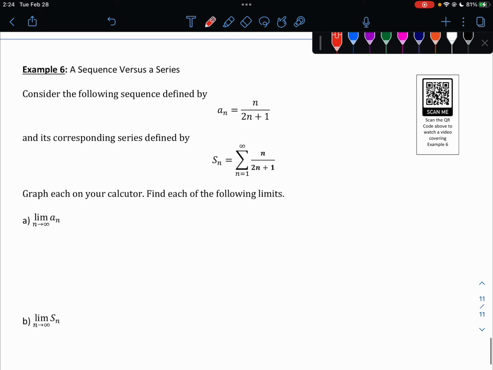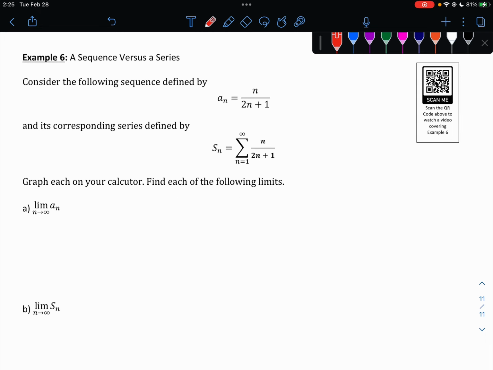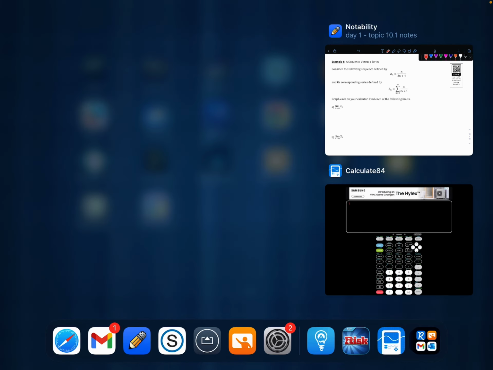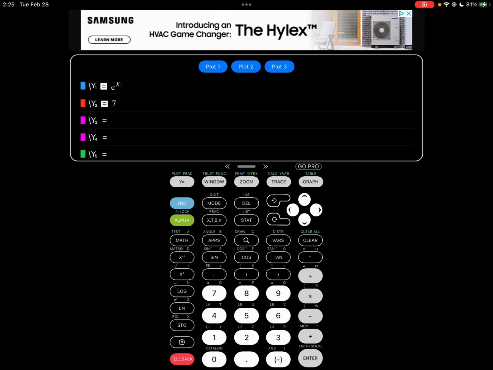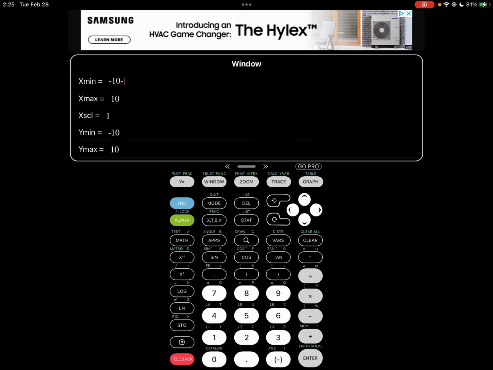All right, the last thing, we're going to graph these two on our calculators. Consider the following a sequence and its series. We're going to graph each and find its limit. The graph of the sequence is pretty straightforward. We're just going to go to our graph, and we're going to type in x over 2x plus 1. My window, I'm going to go from -1 to, let's go, I don't know, 20. And my y's, I'm going to go -1 to, it's going to be pretty small here. Let's go 2.